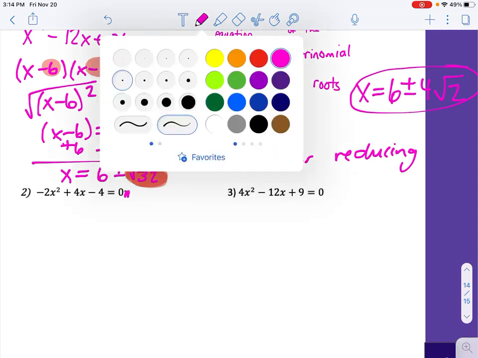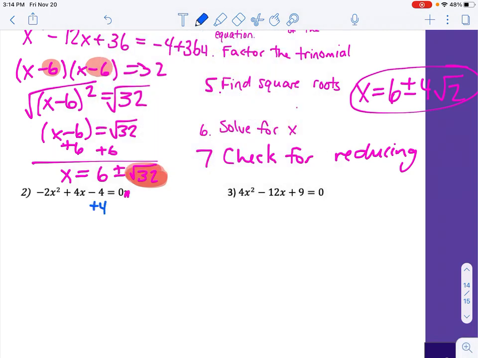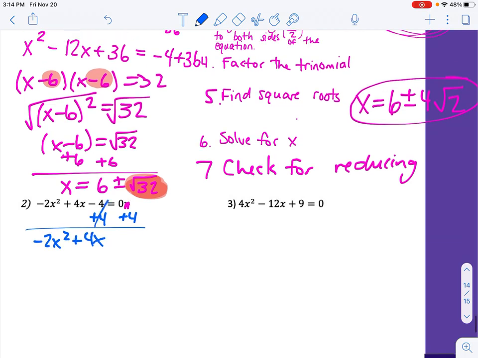So if you recall step 1, we go ahead and add 4 to both sides. We have negative 2x squared plus 4x equals 4. Then we skipped step 2 the last time, but because the a term is now negative 2, we divide all terms by negative 2. And we get x squared minus 2x equals negative 2.